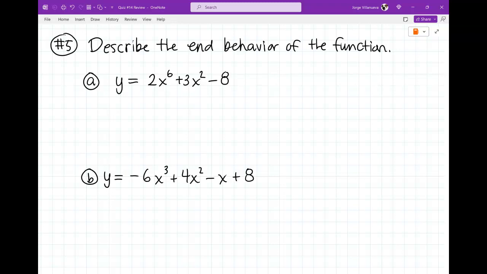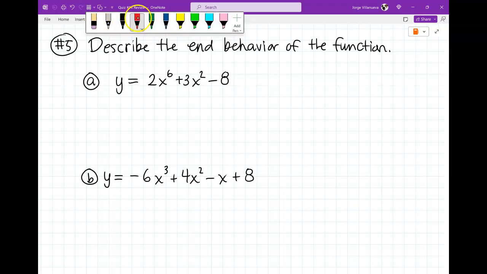So for me, anytime I see an even degree, I'm thinking up, up, or down, down. If I see an odd degree, that's when they're different. It's down, up, or it's up, down. So that I kind of have to memorize based on what I see. But the even degrees are always easy for me because I always think, if they're even, they both do the same thing. So up, up, or down, down. Whereas for part B, it's an odd degree, so it's either going to go from the top to the bottom or from the bottom to the top.